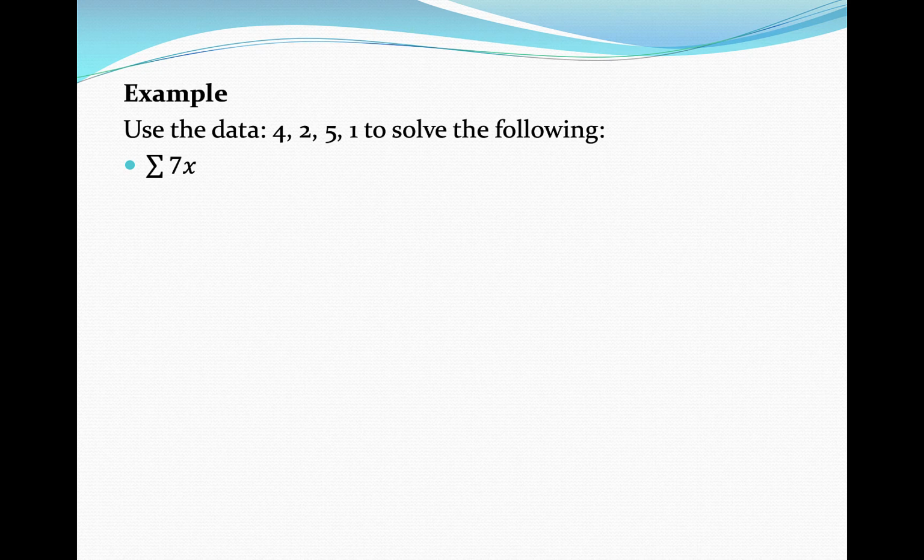So there's 2 ways to do this, and I'm going to show you both. The first way is just to create a table. So let me just show you the table and then I'll talk you through it. So the first column of this table is simply just my x values, which are 4, 2, 5, and 1. Those sum to be 12. So the numbers at the bottom, of course, are the sum.